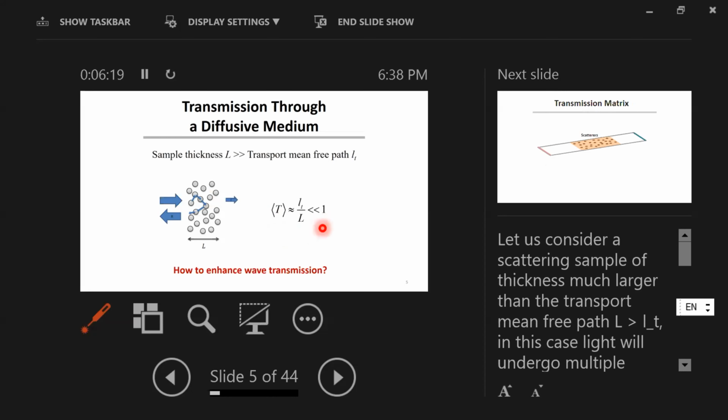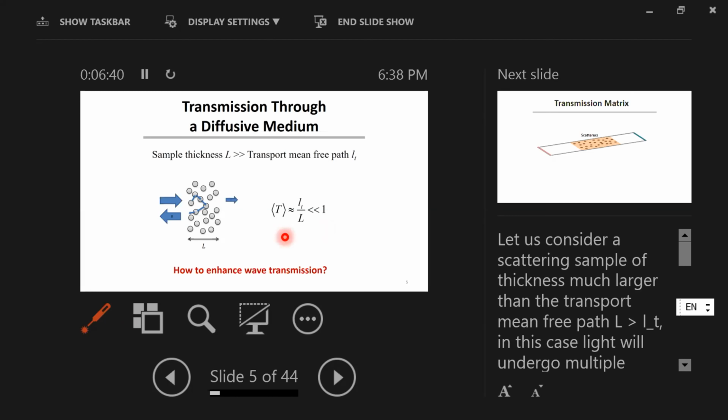Then we have to really see what determines this transmission. This formula actually comes from the diffusion equation. That is, assume light does a random walk and ignore the phase of the light field. So therefore it ignores the interference effect.